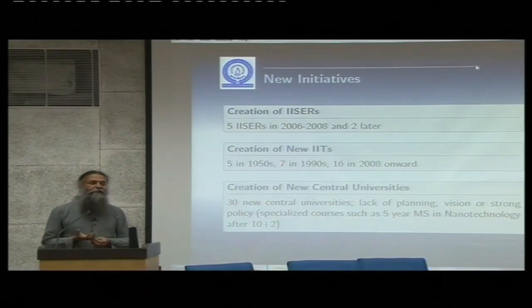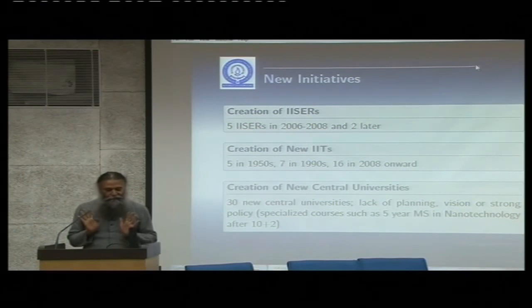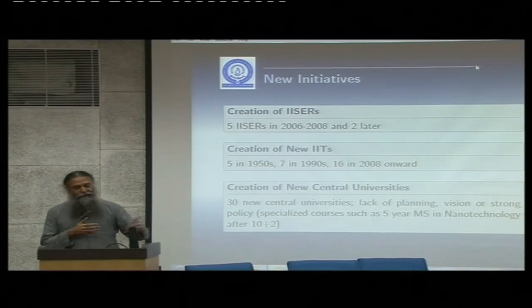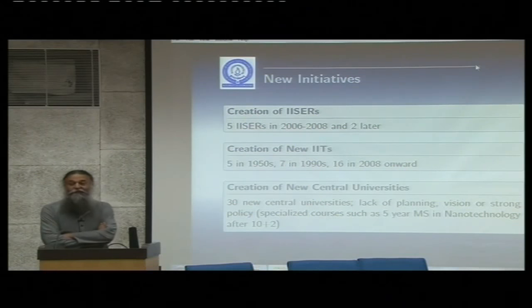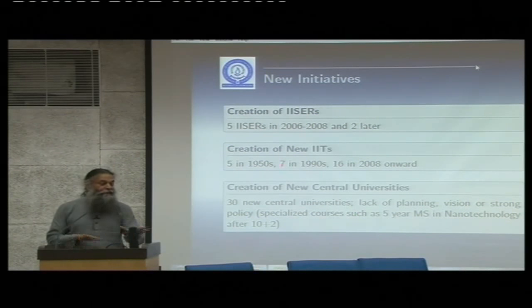These institutions take about 1,500 students after 12th every year, and then they undergo training for 5 years: broad-based science education for the first 2 years, specialized education in a specific science for the next 2 years, and 1 year of research, along with several apprenticeships and summer programs. IITs, of course, existed, but 16 new IITs were created in 2008, a major change. So, 16 new IITs we had, and 30 new central universities were created roughly in the same period.